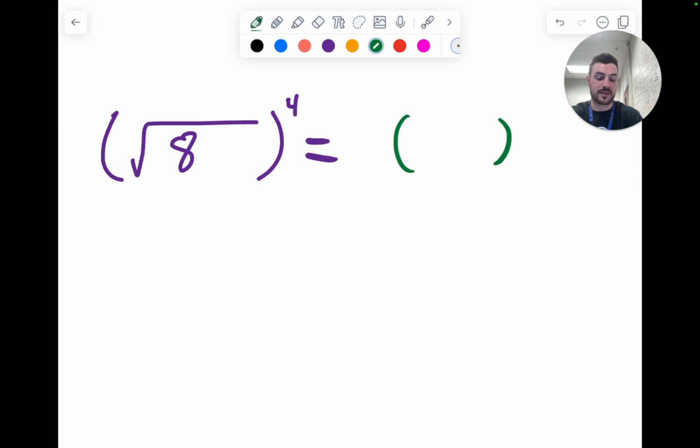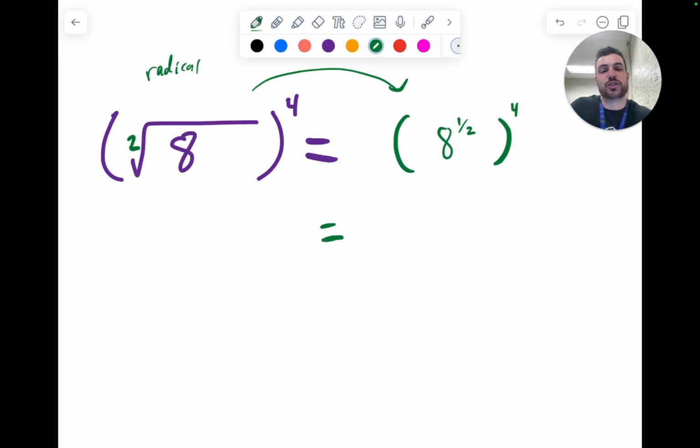I'm going to rewrite this as 8 to the 1/2. And again, we remember that it's a square root, so there's an imaginary 2 there that we don't really write normally, but it's something that helps us transition from our radical form to our rational exponents. All right, and we can't forget we've got that 4 on the outside.